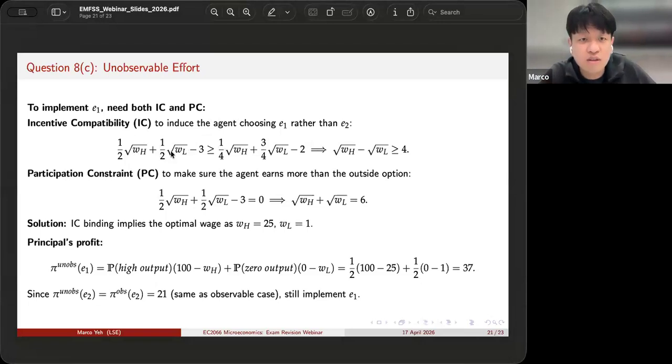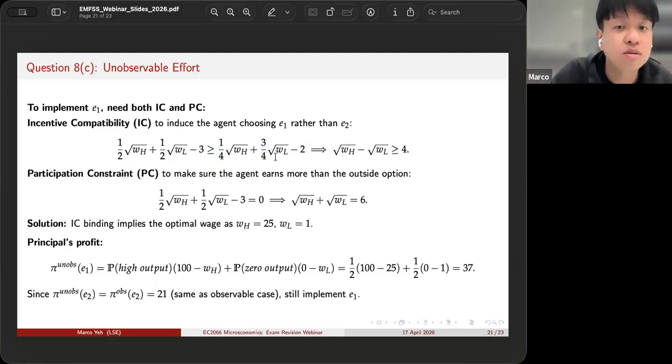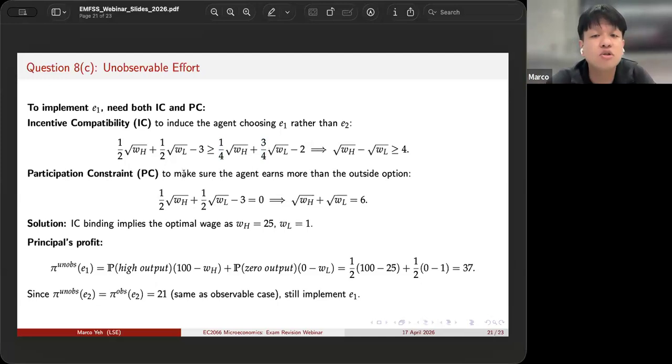On the left-hand side, this is the expected utility for the agent if they do high effort. 1/2 and 1/2: this is the probability that the project is successful, and this is the probability that the project is a failure. On the right-hand side, this is the probability that it is successful given that the agent is doing low effort, and 3/4 is the probability that the project is a failure. -2 and -3 are the effort costs by assumption at the very beginning. Rearrange the algebra and you will find this inequality.